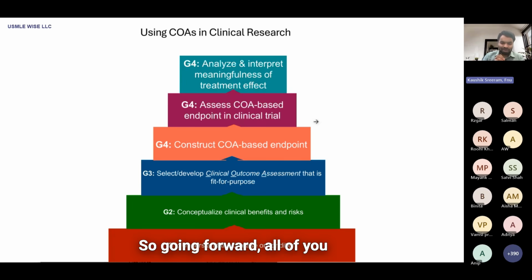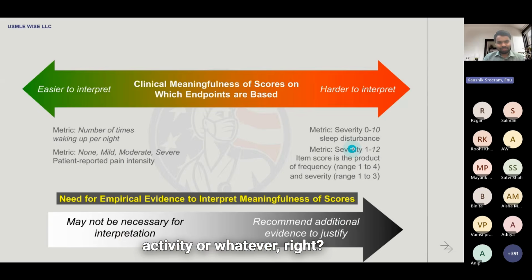So going forward, all of you should promise me, right? Any study you're doing, make sure you include one question. Is there meaningful change in the disease activity or whatever, right?